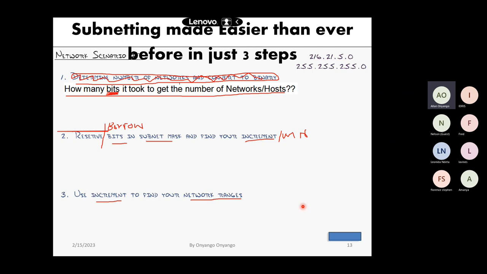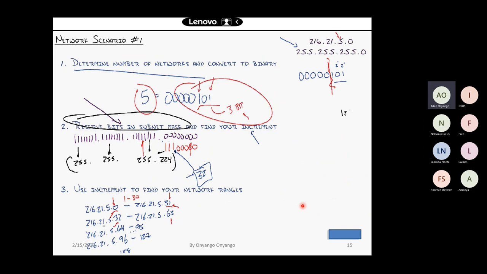Now, we know that we need 3 bits for 5 networks. 5, you check it under 8, and 8 is 2 to the power 3, so we need 3 bits. Leave alone this. This method, I got it the very first time, but it was very complex for my students. And so that's why I came up with that other first method.